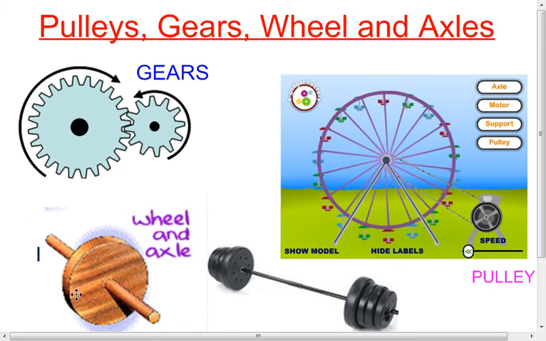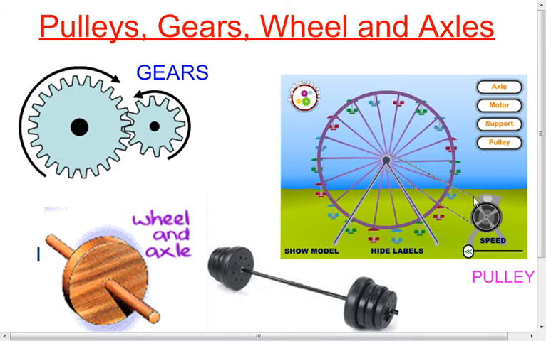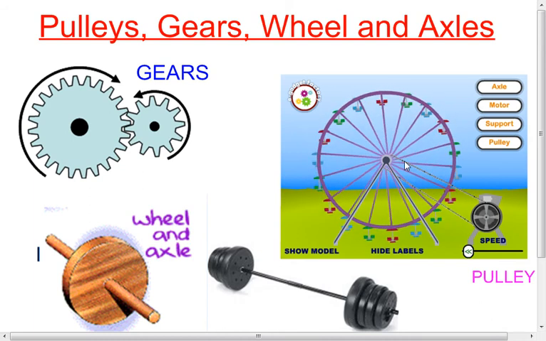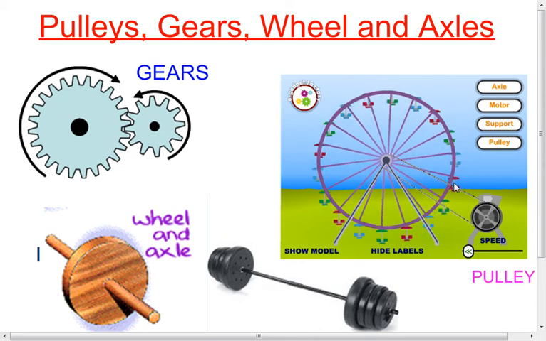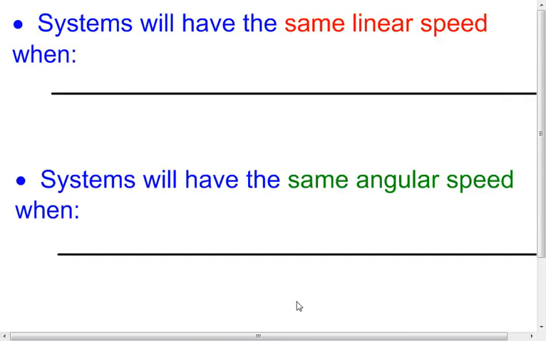This is a wheel and axle system. These are a wheel and axle system. And obviously this is a pulley where you've got two different discs, but they're connected by a rope, and one is spinning the other. All right, systems will have the same linear speed when they are wrapped by the same belt or they are gears, okay?